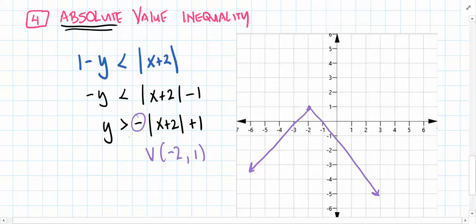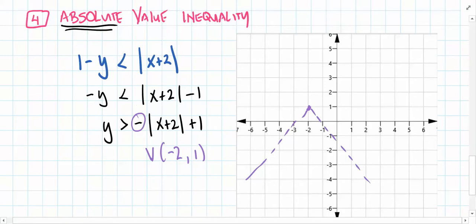But it says strictly greater than, so that means I would use a dashed line here, and so I have to erase the whole thing, it goes away. So I'd have to use the dashed line here, looks like this, and then like this, okay? And I want things that are greater than or above that.